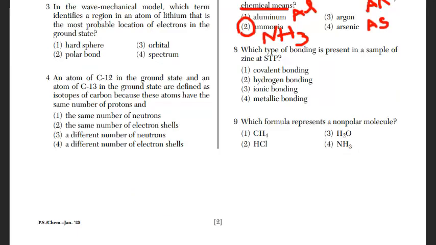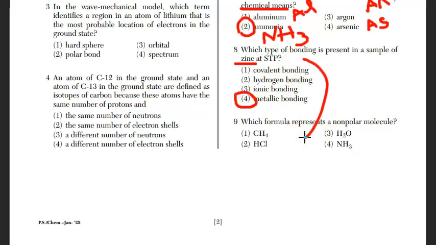Now, question 8, which type of bonding is present in a sample of zinc at STP? Zinc is on the reference table. It's Zn, and it's a metal. The type of bonding we have with metals, yeah, it's not a stretch here, is metallic bonding. Should you know all of these? The answer is absolutely yes.